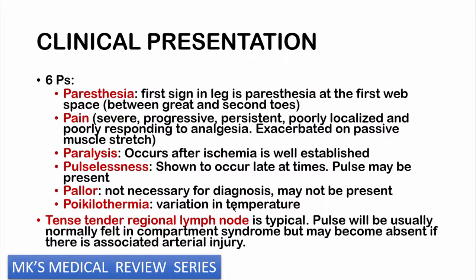So the clinical presentation can be remembered by the six P's of compartment syndrome. So you have paresthesia, which is of course the first sign in the leg, and this paresthesia is often seen at the first web space, so the space between the great toe and the second toe.